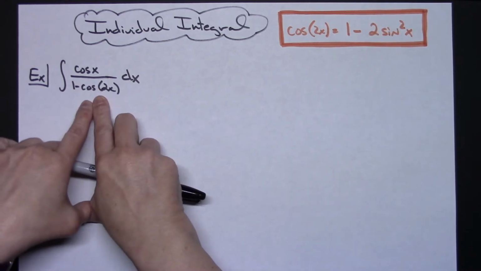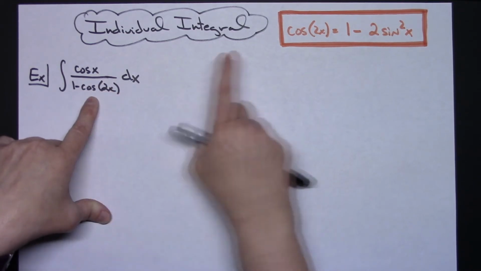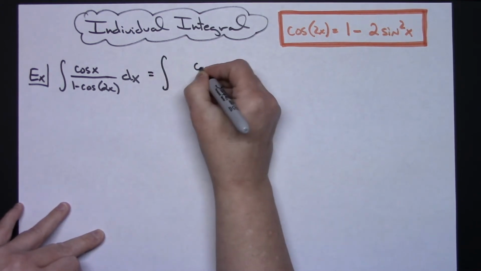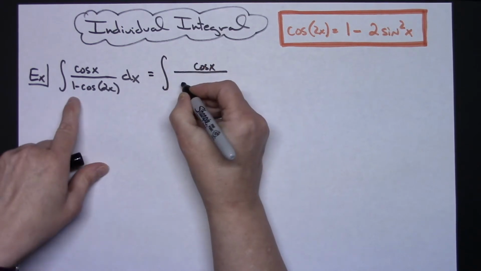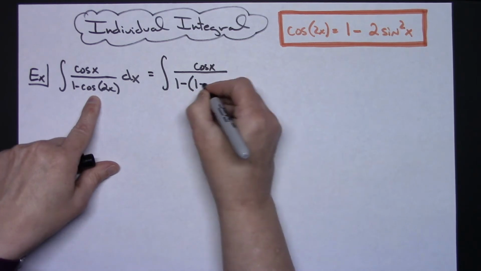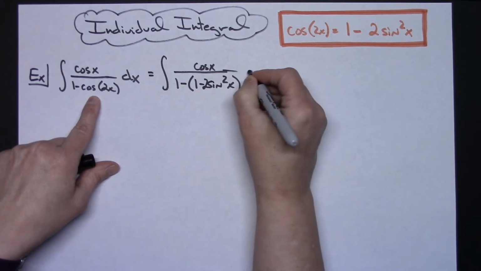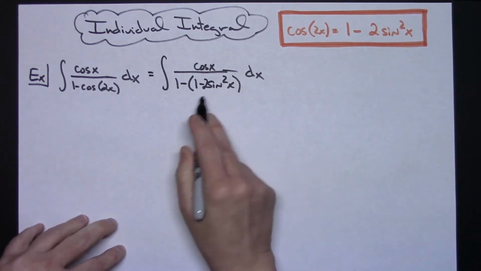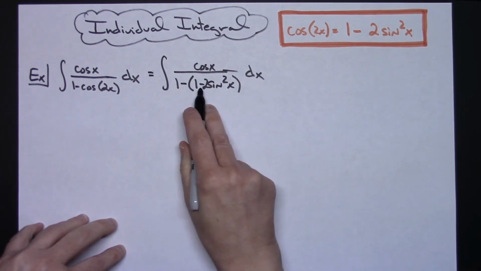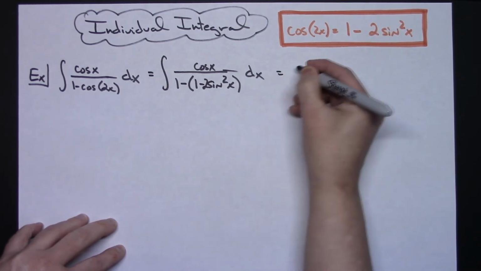So in this first problem, I'm going to do the integral of cosine x over 1 minus cosine 2x. That cosine 2x is what we are going to do that substitution with. So then I'm going to have the integral of cosine x on top, and then I'll have a 1 minus, and we have to remember, since this is a quantity, put that set of parentheses in, 1 minus 2 sine squared x, dx. Making that substitution and then simplifying the denominator, 1 minus 1 falls out, and a minus a negative 2 sine squared x just gives me a positive 2 sine squared x.